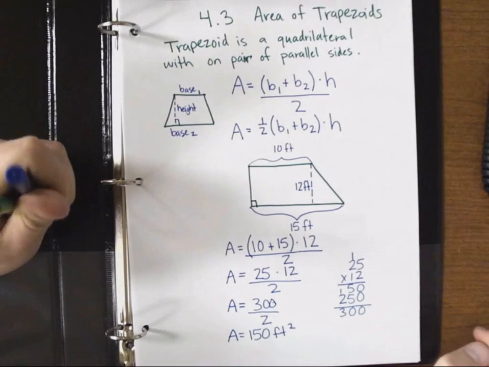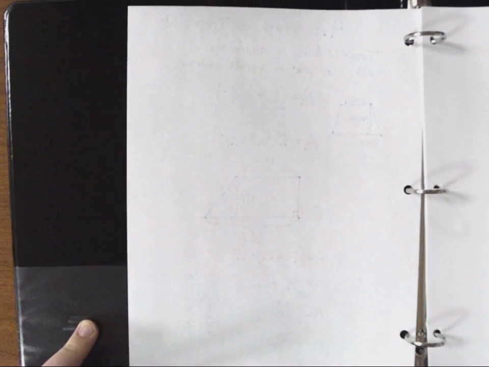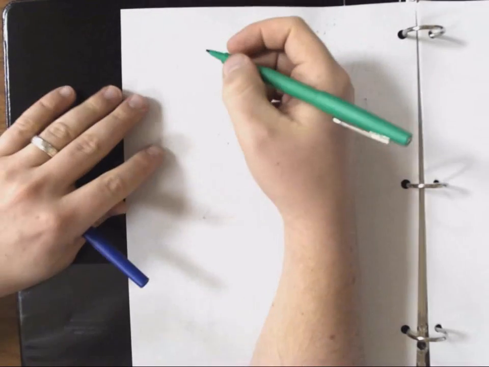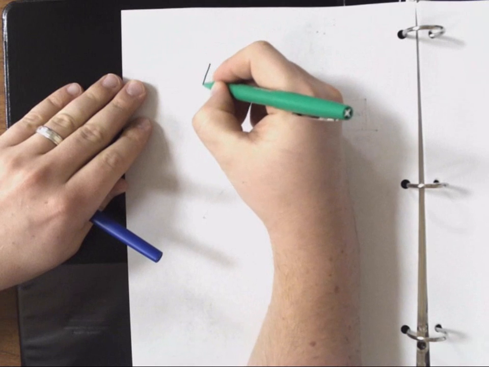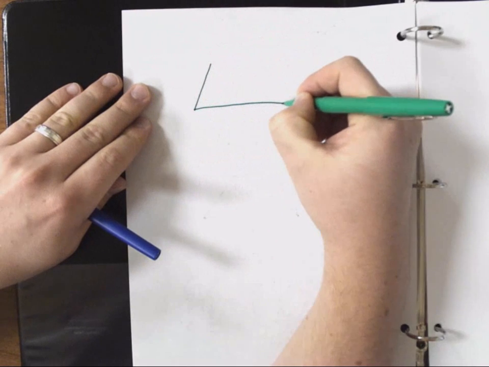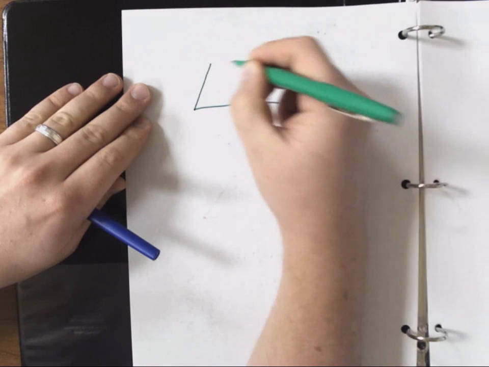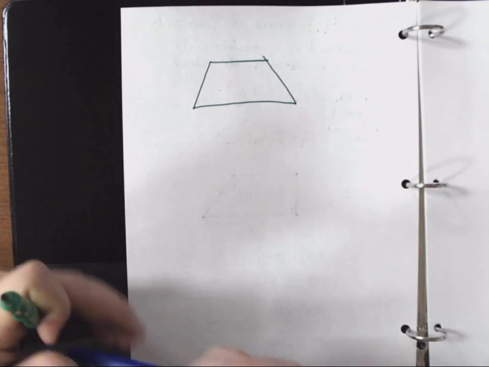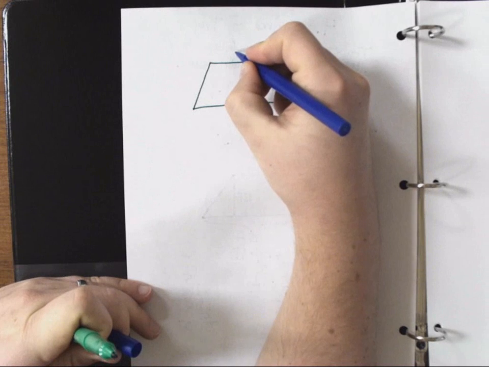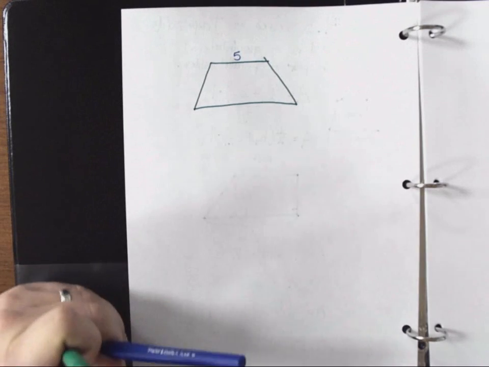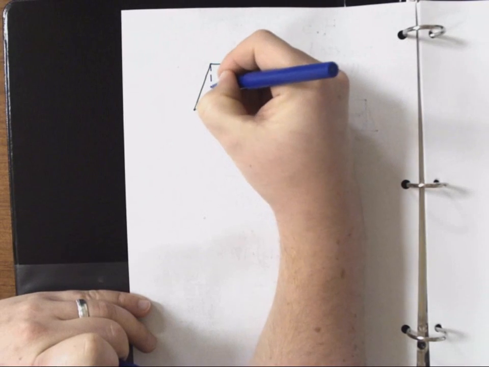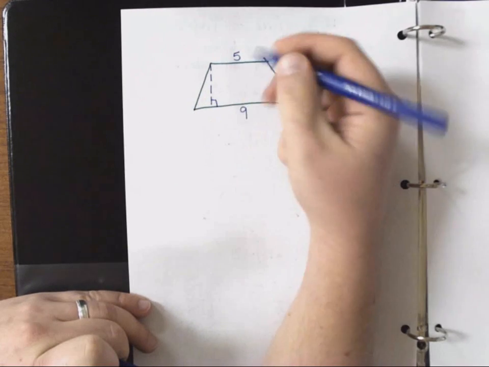Alright, I want you to practice one. Okay, I'm going to give you a practice example to try. When you finish, I want you to come check it off with me, and then I will let you go and get a little bit of practice on your own. So my last figure, or trapezoid, is going to be something like this. Okay, so I have my base 1 is going to be 5, my base 2 is going to be 9, and my height is going to be 4.